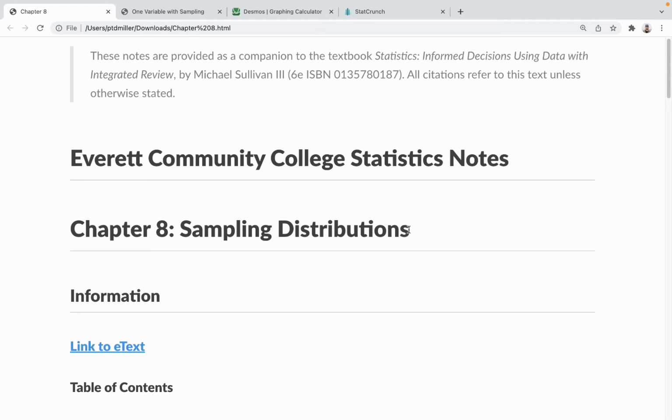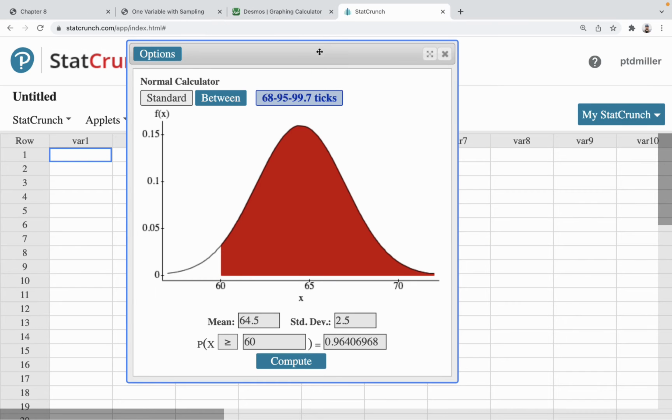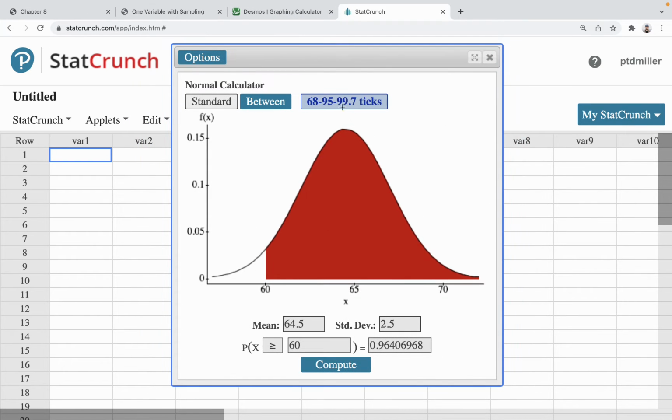I'm going to discuss the concept of sampling distributions. It's kind of a difficult thing to wrap your head around, but once you get it, it's pretty easy to use. What we're going to look at is a situation that is a normally distributed variable here.